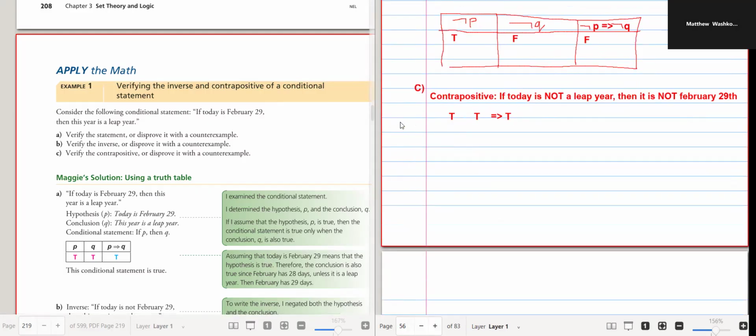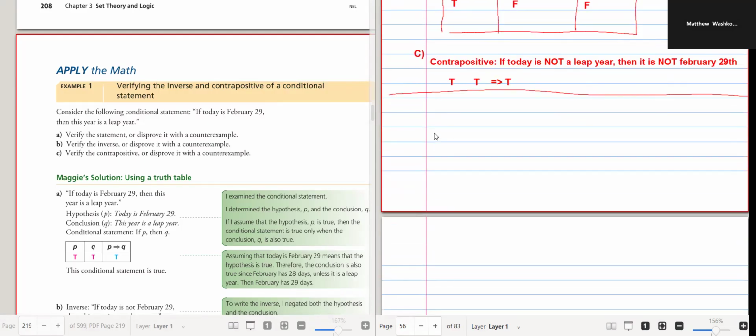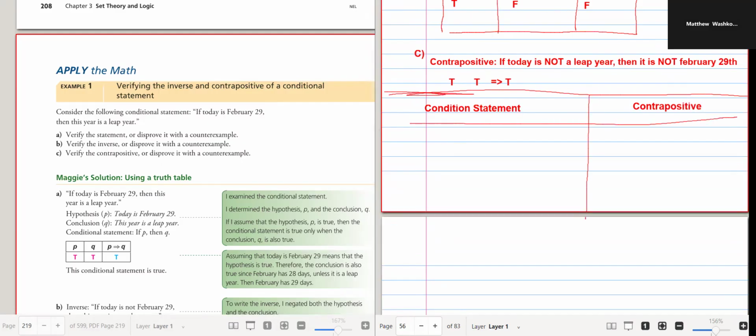So let's give you some other examples here. Let's say I'm going to do a conditional statement, and then I'm going to give you the contrapositive statement of that. So we're done with that question there. Again, if you're like, that makes no sense to me, this will help you out.